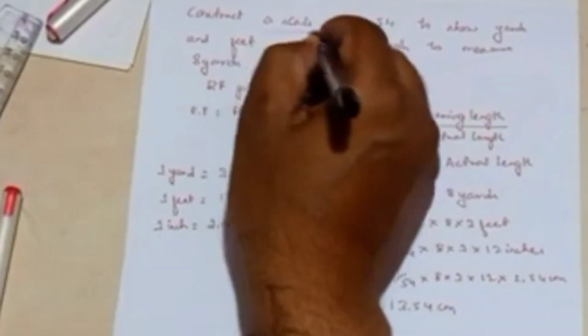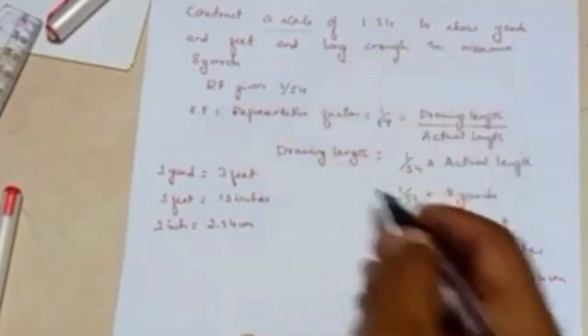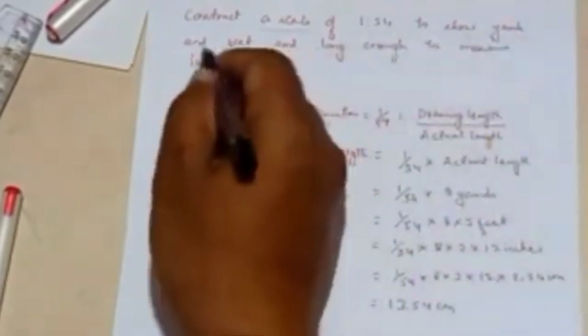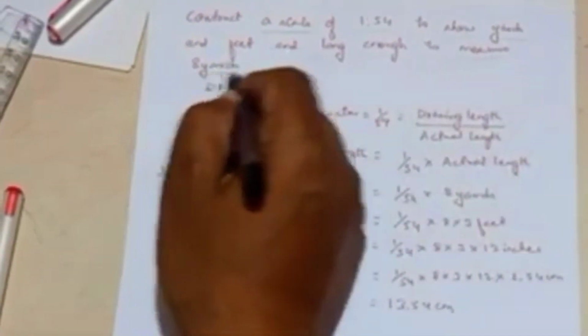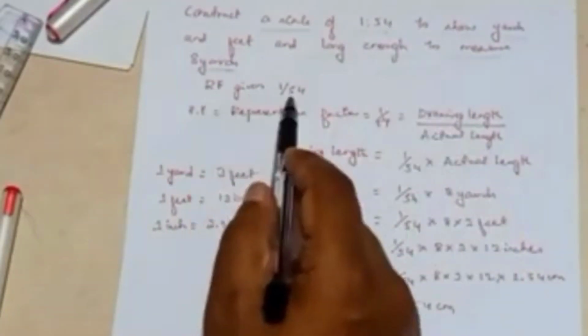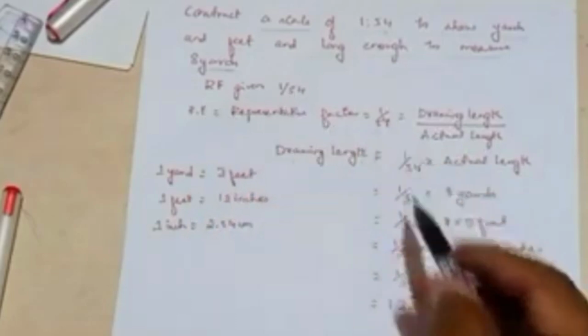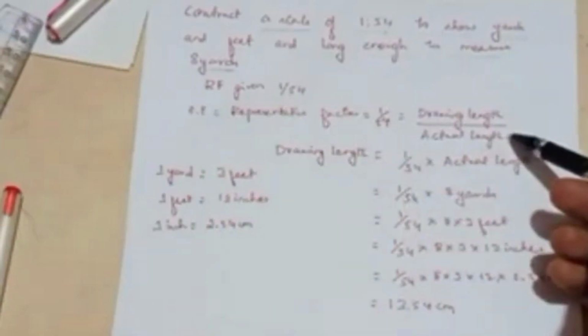Today we are going to construct a scale of RF 1:54 to show yards and feet, and it should be long enough to measure 8 yards. So in this problem we need to construct a scale wherein they have given RF, that is representative factor, that is 1 by 54.